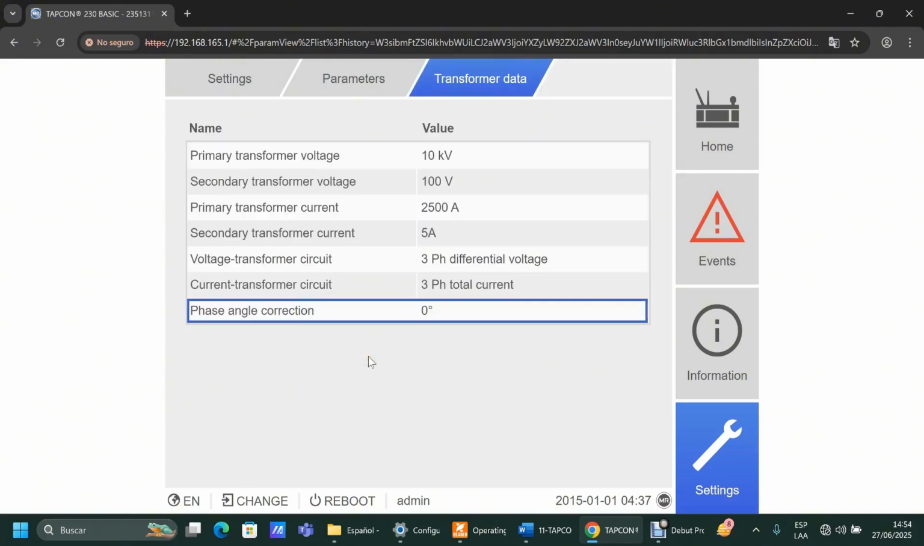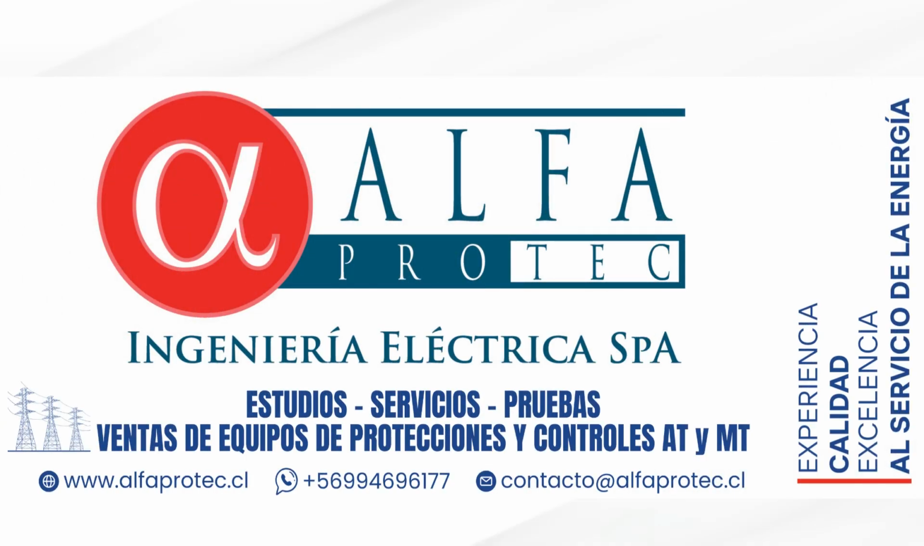As we've seen, all of these parameters are essential for the TAPCON to correctly interpret the electrical signals around it and calculate values in primary magnitudes. In the next video, we'll carry out a practical demonstration using secondary injection to observe how these configurations impact real-time readings and system calculations.